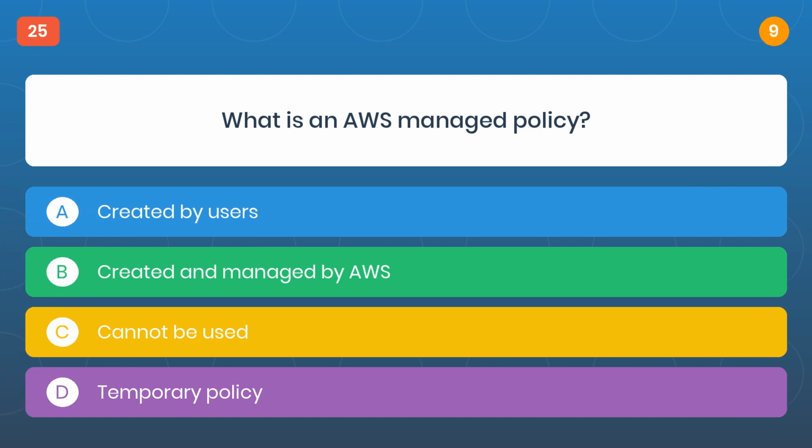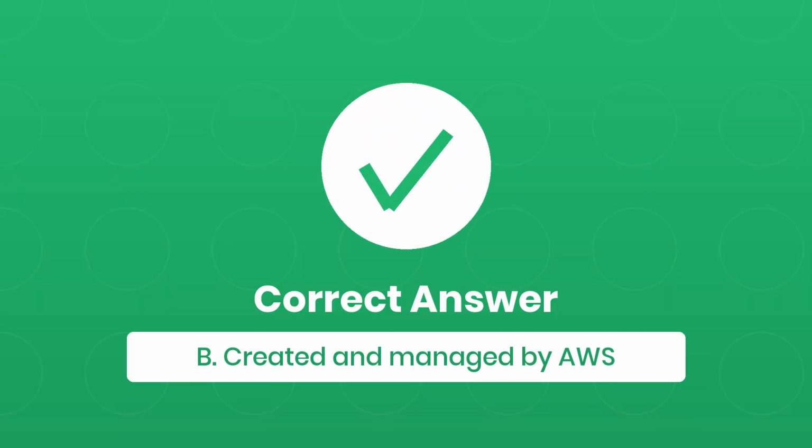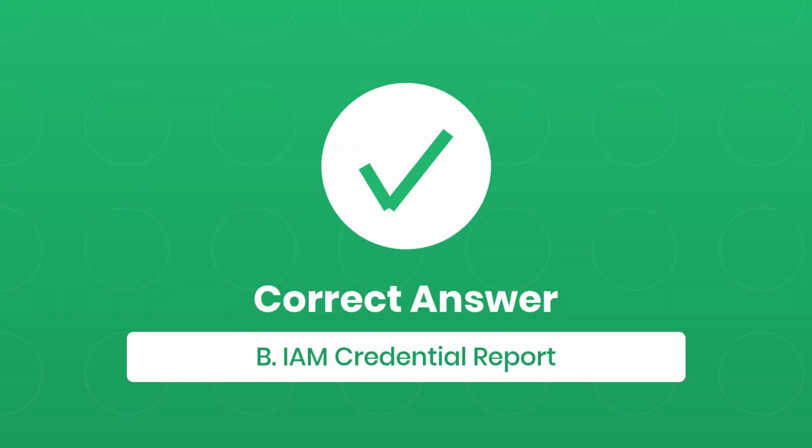Question 25. What is an AWS managed policy? The correct answer is B, created and managed by AWS. Question 26. Which IAM feature provides a report of credential usage? The correct answer is B, IAM Credential Report.